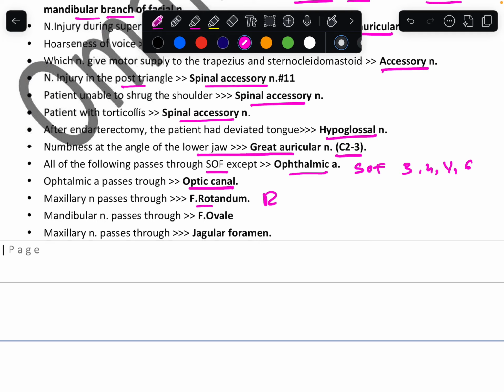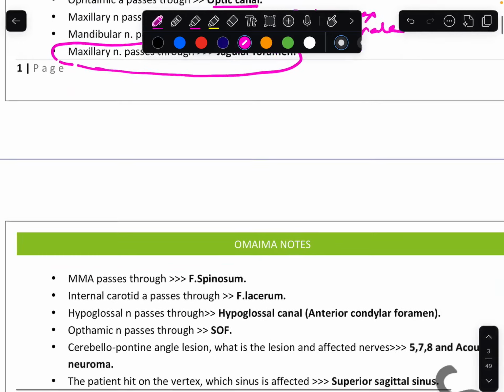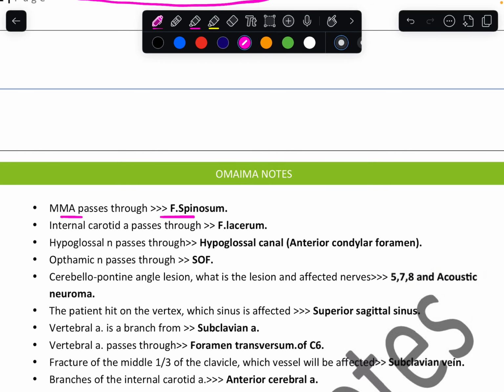Maxillary passes through foramen rotundum, mandibular through foramen ovale. The maxillary nerve does not pass through the jugular foramen. Middle meningeal artery: foramen spinosum, this is common. Internal carotid artery: foramen lacerum, also the carotid canal. This question is coming, carotid canal. Hypoglossal passes through the hypoglossal canal, the anterior condylar foramen. Ophthalmic nerve is the ophthalmic division, V1.